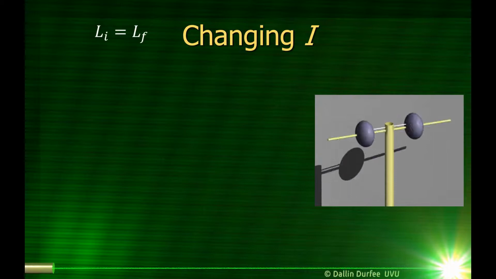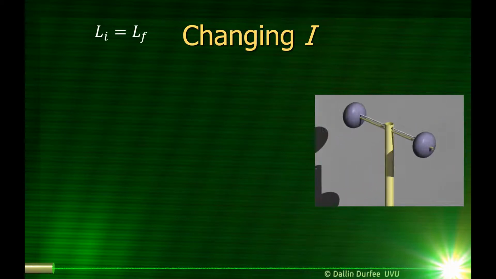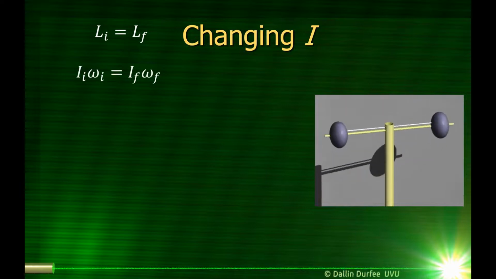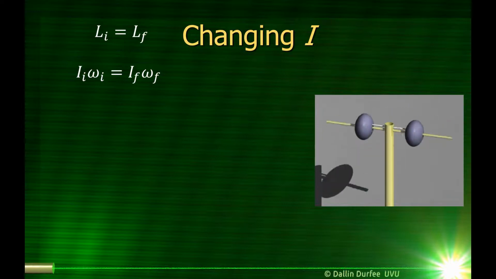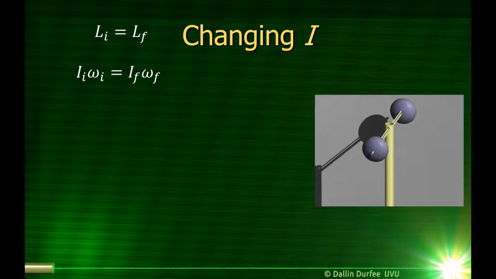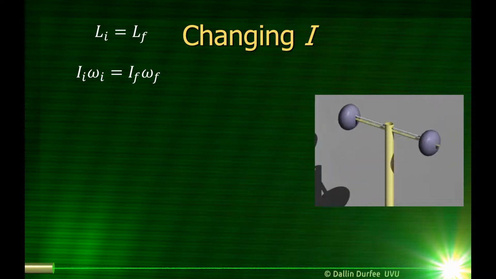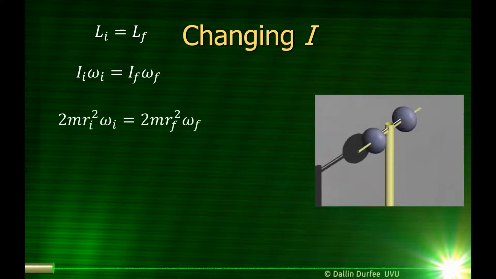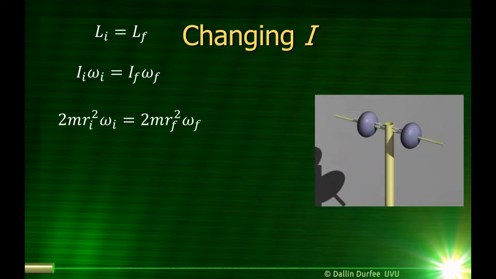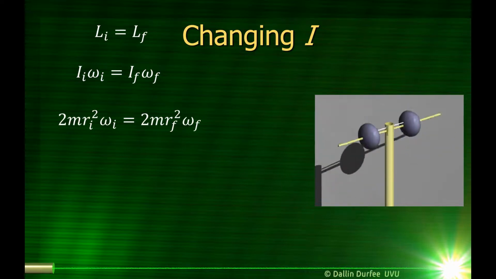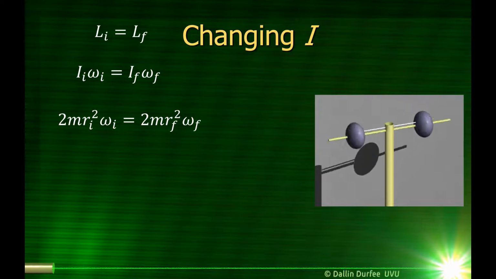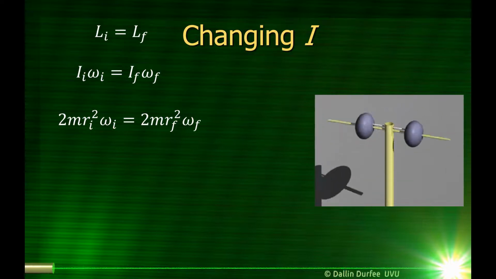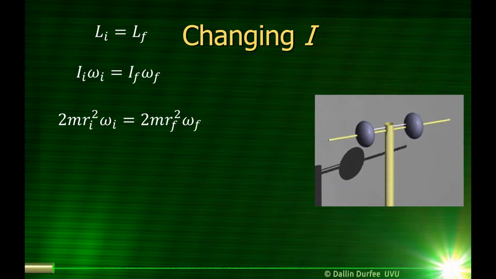So angular momentum initial must equal angular momentum final. Well, what's angular momentum initial? It's just I initial times omega initial, and that's equal to I final omega final. In this case, I is changing because we're changing the distance of the masses from the axis. For each mass, if we treat them as point masses, I is just mr squared. But there's two of them, so we multiply by 2. So the initial angular momentum is 2 m r initial squared times omega initial, and the final angular momentum is 2 m r final squared times omega final.